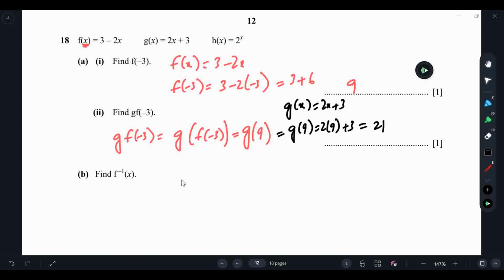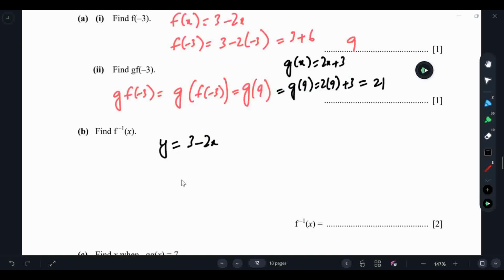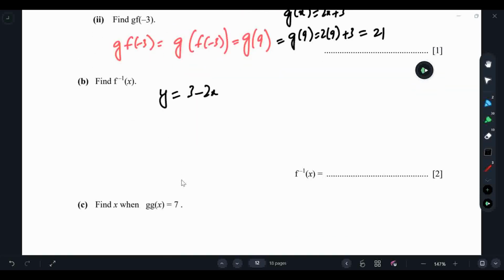F inverse of x. So F inverse of x, how can we find out? The very first step is replace f of x with y. So y equals 3 minus 2x. The second step is make x the subject. So 2x is equals to 3 minus y. X is equals to 3 minus y whole divided by 2. So f inverse of x will be equals to 3 minus y whole divided by 2.